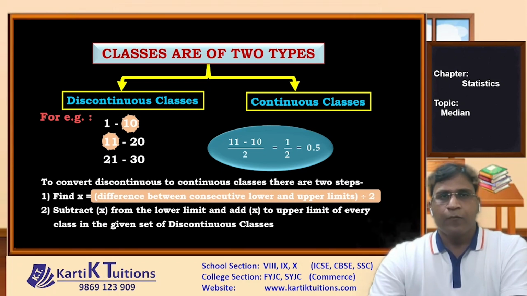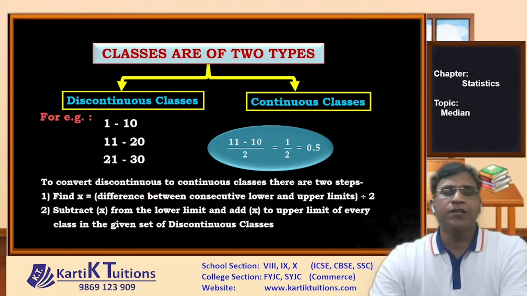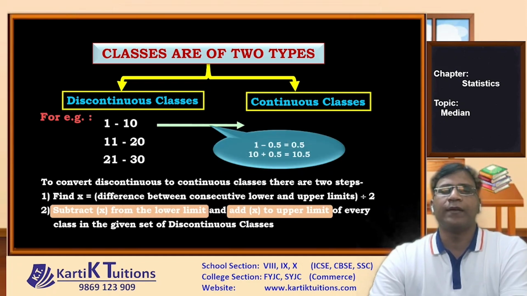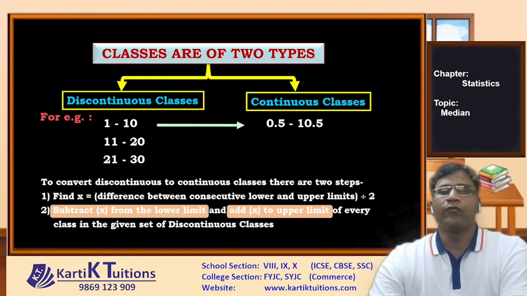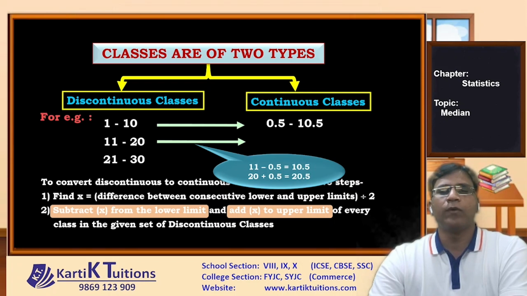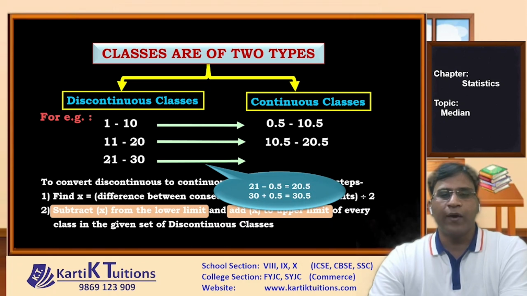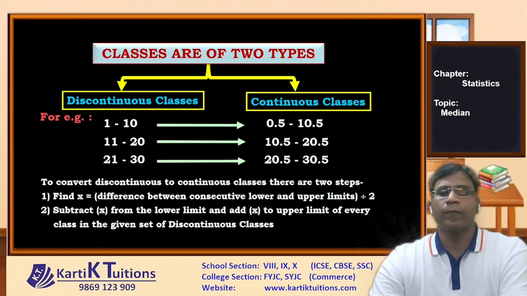Now the second step says this value has to be subtracted from the lower limits and added to the upper limits. When I apply it to the first class, 1 minus 0.5 gives me 0.5, and 10 plus 0.5 gives me 10.5. So we got our first class as 0.5 to 10.5. The same logic applies for the second class: 11 minus 0.5 gives me 10.5 and 20 plus 0.5 gives me 20.5. For the third class, 21 minus 0.5 gives me 20.5, and adding 0.5 to 30 gives 30.5. Now if you observe, the discontinuous classes have become continuous. I hope you have understood these steps.